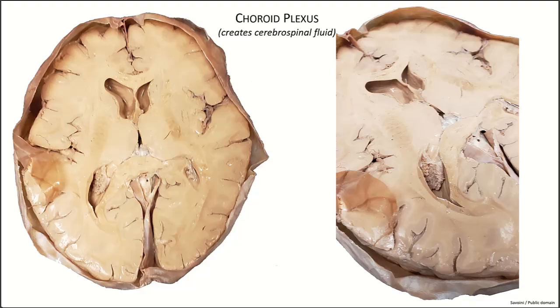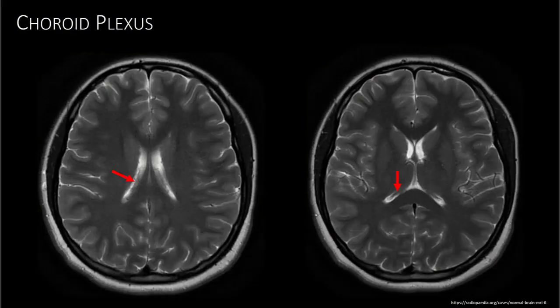Here is a real brain that has been sliced open. We can see the layer of dura mater around the outside, but more importantly, I want to point out the fuzzy structures inside the ventricle. These are choroid plexus structures. This is where cerebrospinal fluid is made. This is what those same choroid plexus structures look like on an MRI.